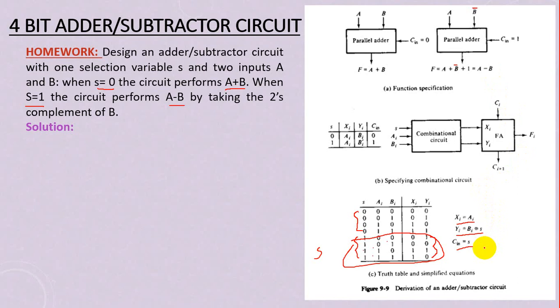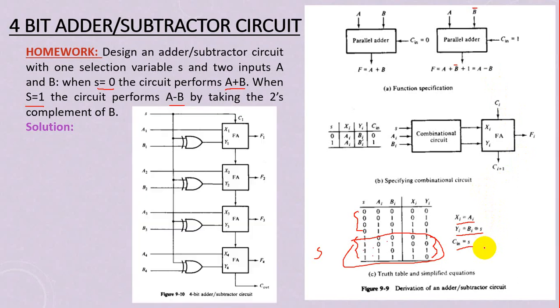Now we can draw the circuit. So what is the circuit? Look at over here. This is S. Carry equal to S. This is X equal to A, no change. And in place of Y, we give the modified circuit: B exclusive OR S. That's the modified circuit.